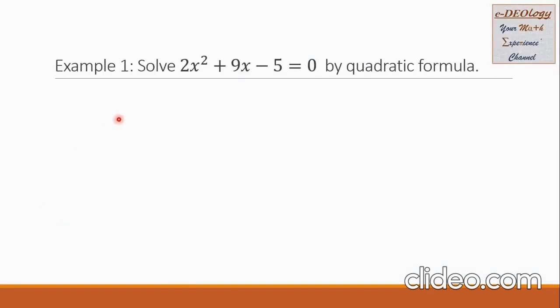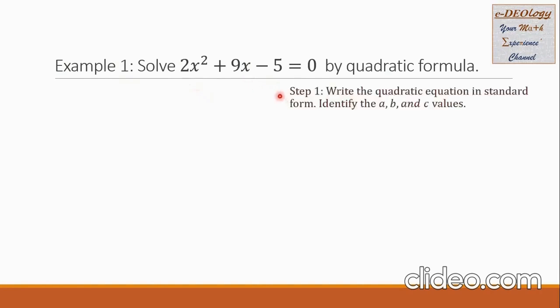Let us have some examples. This is example 1. Solve 2x squared plus 9x minus 5 equals 0 by quadratic formula. In solving, it means we want to get the values of the x. Step 1. Write the quadratic equation in standard form. The equation is already in standard form because all the terms are on the left and it is equal to 0.